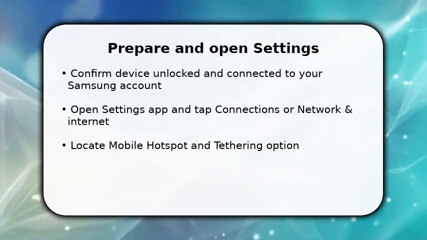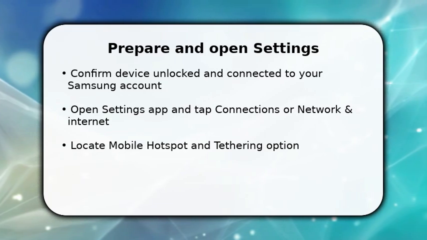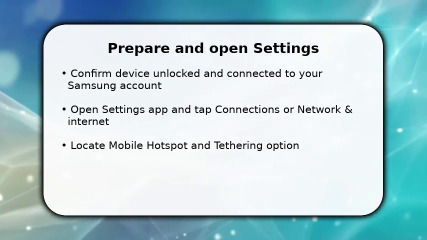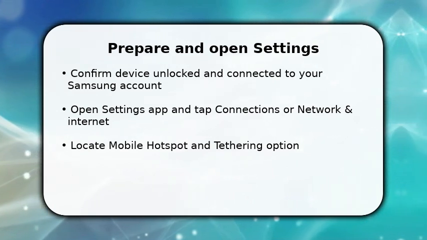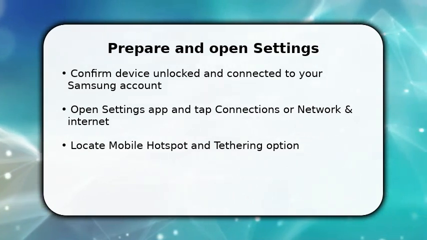Enjoy the video. You start by making sure your Samsung phone is unlocked and you're signed in. This avoids permission prompts. Once ready, open Settings and go straight to Connections or Network and Internet to save time.